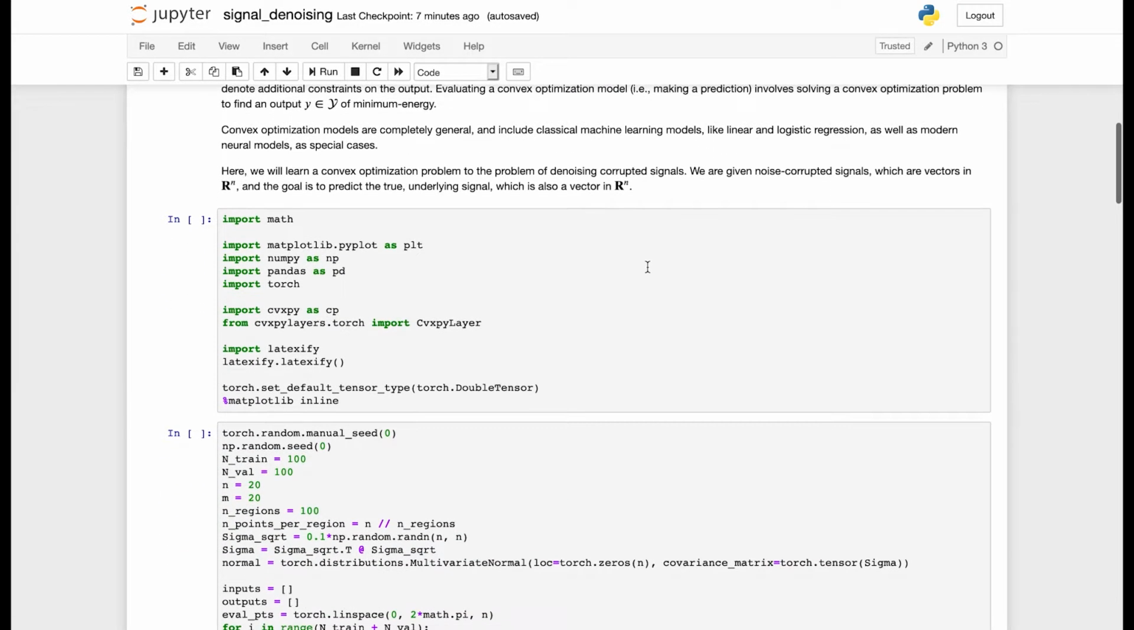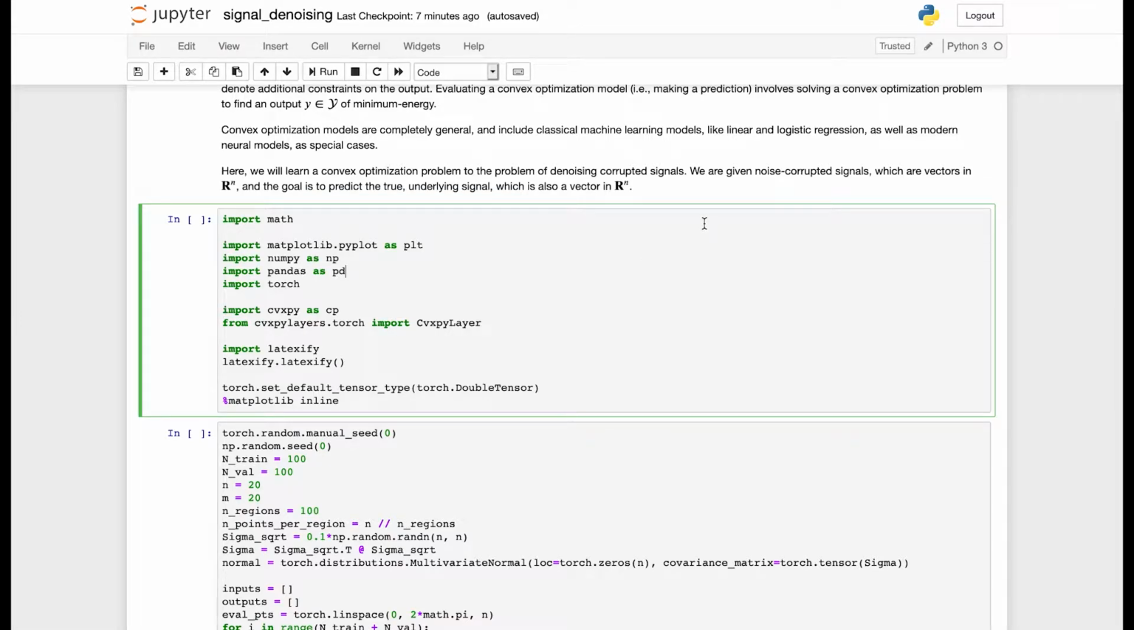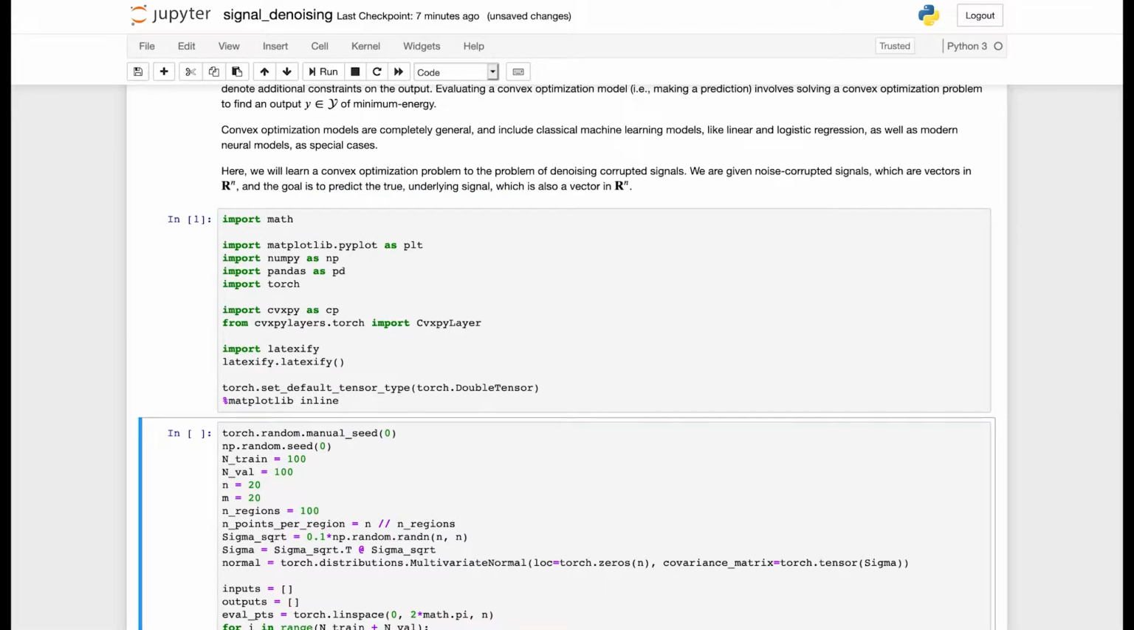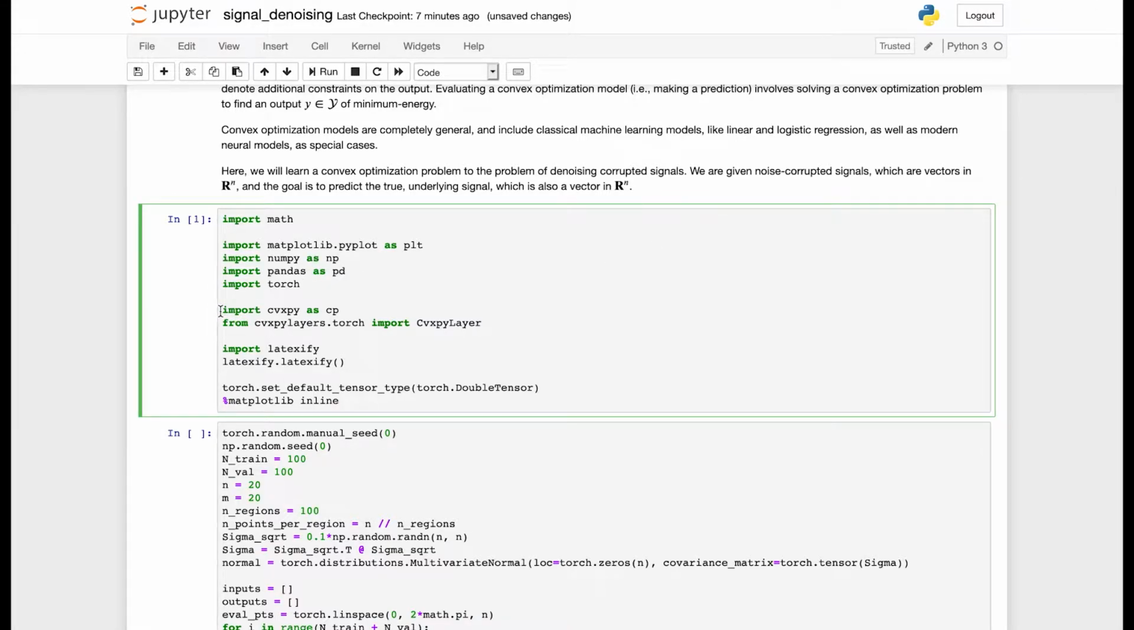This first cell here is just a bunch of standard imports. The only interesting ones for us are these two. Notice we have to import CVXPy, and we're going to import it as cp, because we're going to make a CVXPy problem, which is going to represent the convex optimization model. Then we also import the CVXPy layers package. This specific example is going to use PyTorch, so we import cvxpylayer from cvxpylayers.torch. But we could have just as well used TensorFlow.